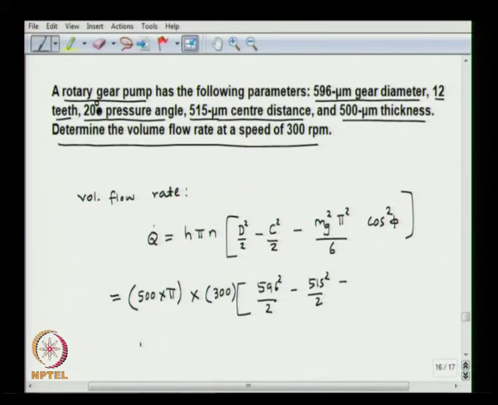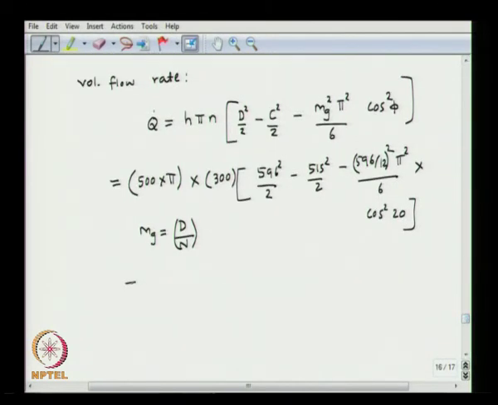mg can be calculated by the diameter divided by the number of teeth. So, mg will be diameter 596 divided by 12, into pi square over 6 into cos square 20. If you do the calculation, we get this as 19.5 into 10 to the power 9 micron cube per minute.